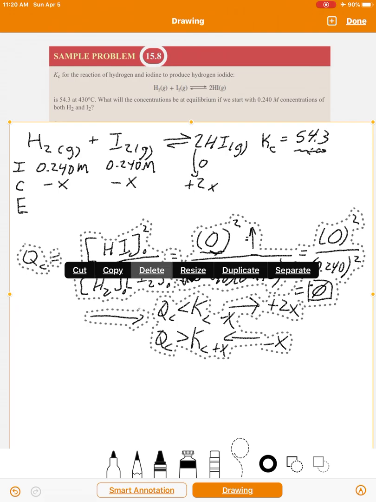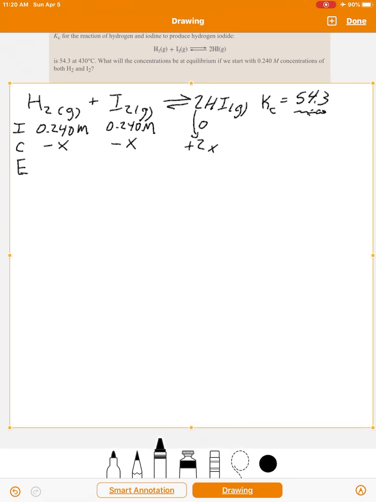Now the next step is to take a look at completing this ICE table. We figured out the initial concentrations because those are given. We've now figured out what the change is going to be based on the stoichiometry. The reason it's minus x, and plus 2x, that's 1, 1, and 2, are these coefficients here, 1, 1, and 2. Okay? So now, for the equilibrium, you just take the change plus the initial.